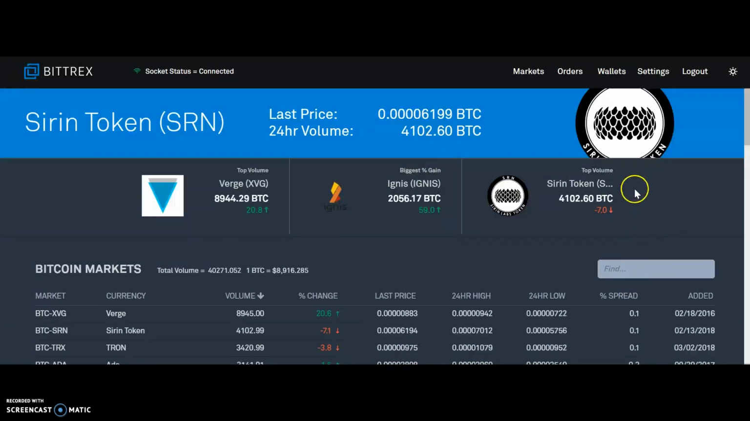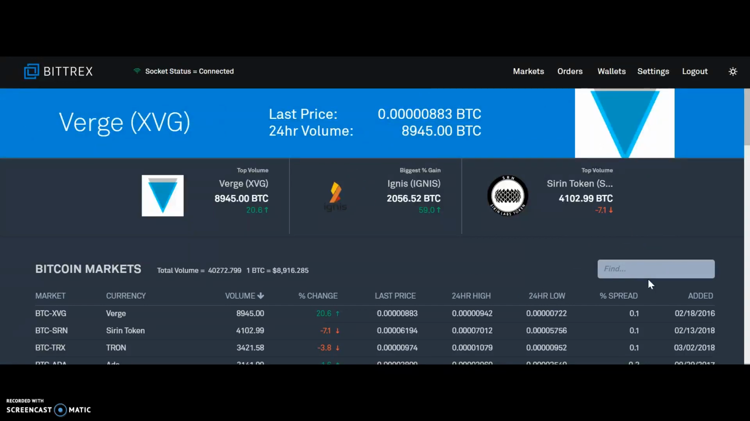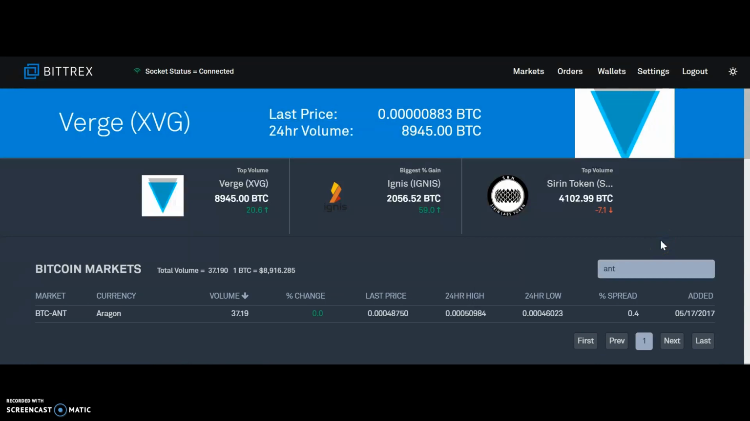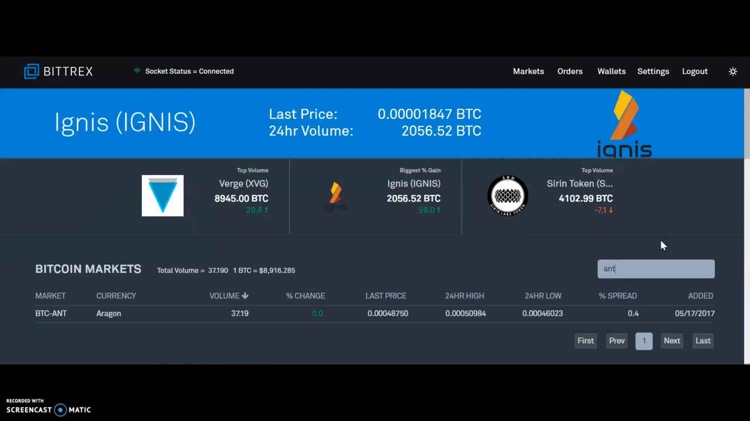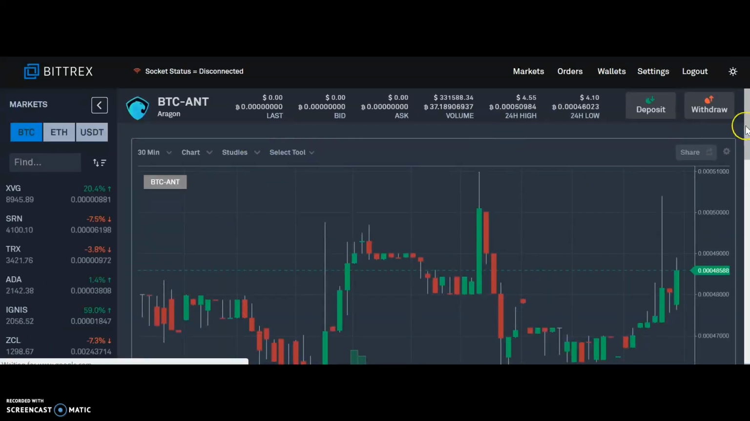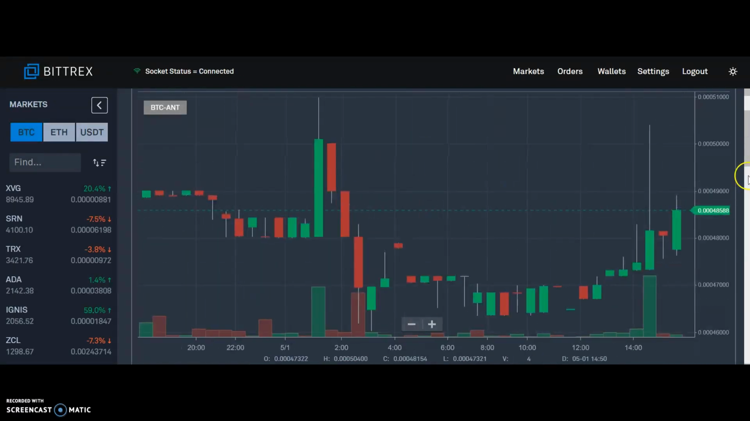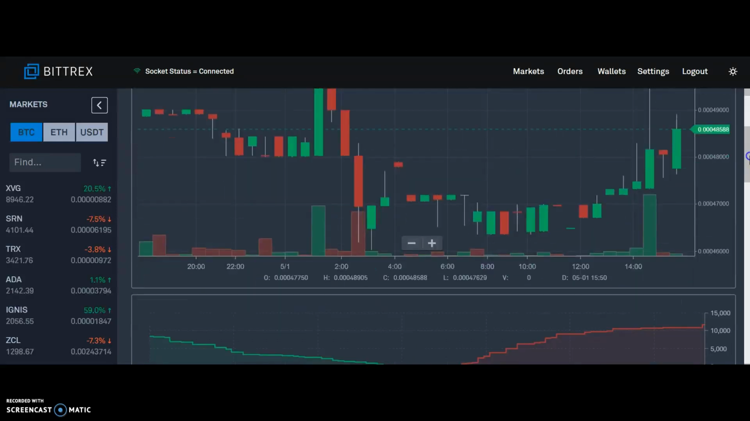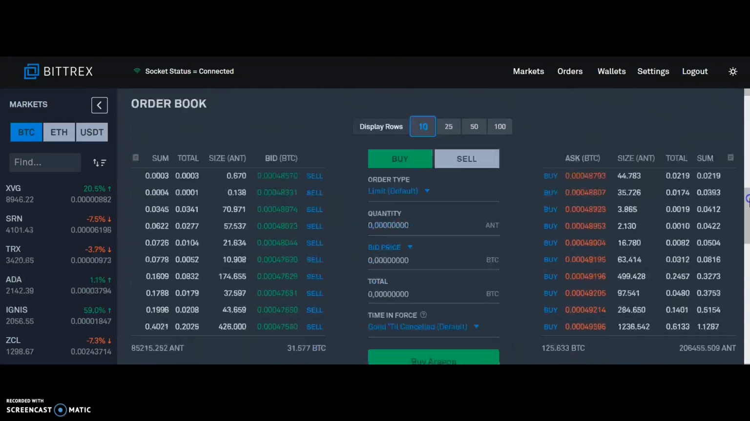So this is the landing page for Bittrex. When you log into your Bittrex account, this is what you'll be greeted with, and then of course you can choose whichever coin you want to start trading. Let's choose Aragon, for example. So we're going to trade Aragon against Bitcoin. You'll then be greeted with the Aragon trading page. You'll see a little bit of a summary at the top here: last price, current bid price, blah blah blah. You'll see the charts, and you'll see the order book.